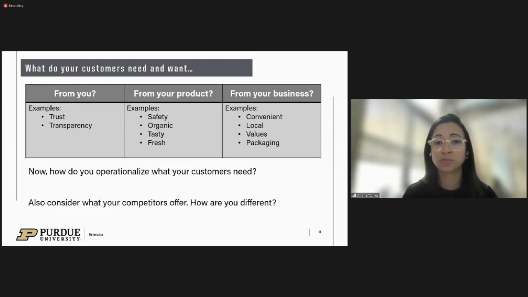So what is your customer segment? Again, we always need to keep in mind and try to understand who are the people most likely to buy from us.